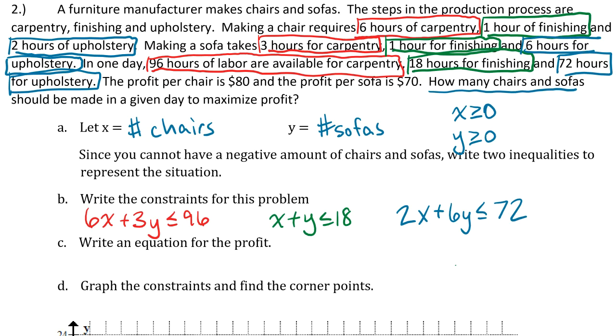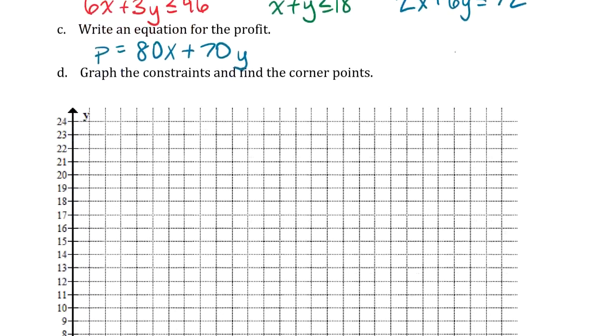Now we're going to write an equation for the profit. All right, so for the profit equation, I'm just going to put P for profit equals. We know it's going to be $80 per chair and $70 per sofa, right? So it's 80 per chair, which was X, plus 70 per sofa, which is Y. All right, now we're ready to do a bunch of graphing.